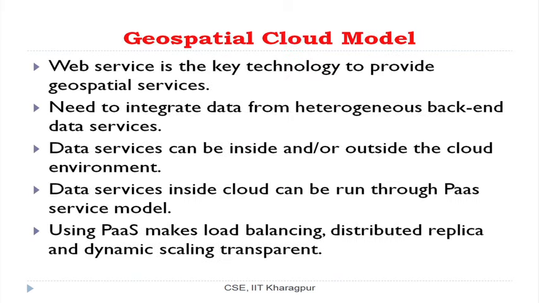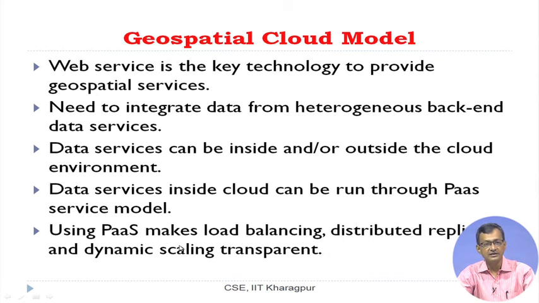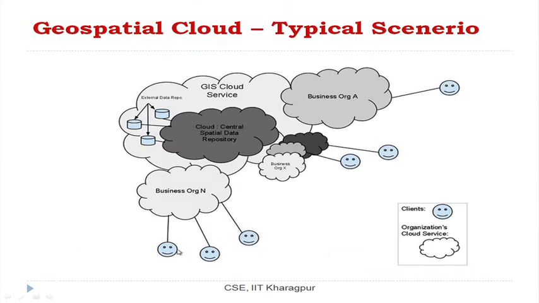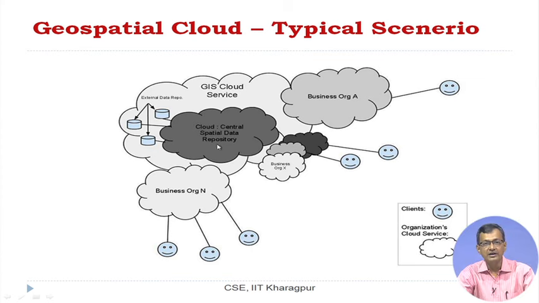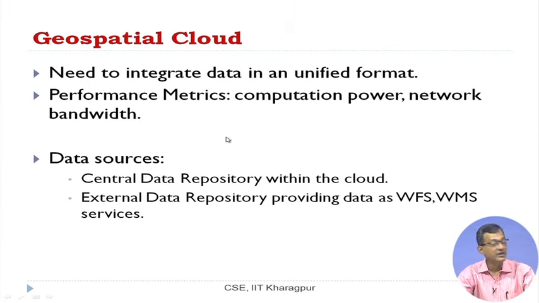If we look at the geospatial cloud model, web services are also the key technology to provide spatial services, and we need to integrate data and heterogeneous backend data services. Data services can be inside or outside the cloud; some of the services can be outside and run through the PaaS service model. Using PaaS makes load balancing possible, and we can make scaling transparent. One way of looking at it is a typical scenario where different organizations are there, and I have one coordinating cloud which has the central repository, which takes care of how the organizations are working and where the data is.